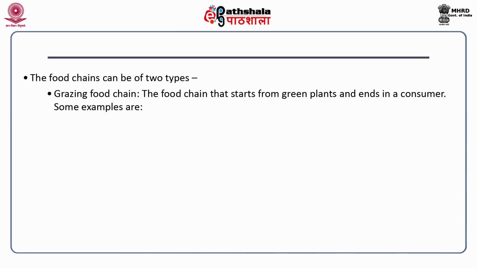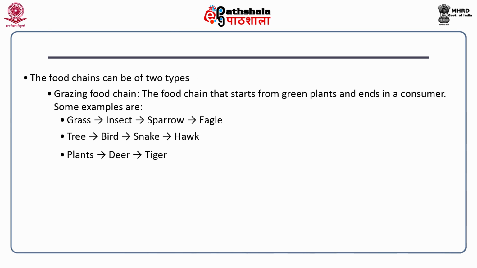Let me take some examples of the grazing food chain. The first example is grass to insect, then to sparrow, and then to eagle. The second example is tree to bird, bird to snake, and snake to hawk. Then another example is plant to deer, and deer to tiger. So these are some of the examples of the grazing food chain.